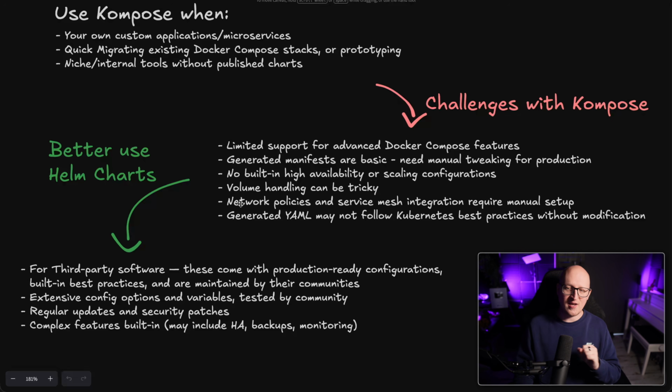So therefore, I think it is better to use Helm charts, especially for third-party applications, because they usually come with production-ready configurations. They usually, or most of the time, should follow the best practices and are maintained by their communities or developers. And they often have extensive config options with variables tested by the community, have regular updates, security patches, and complex features built in. So that might include HA, backups, monitoring, like the metrics endpoint and stuff like that.